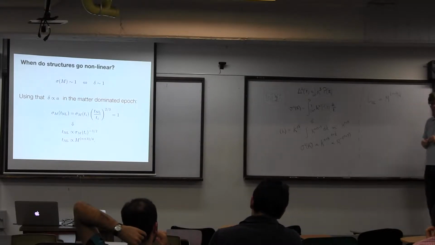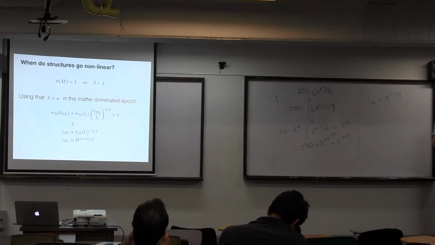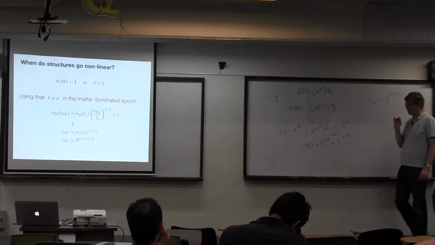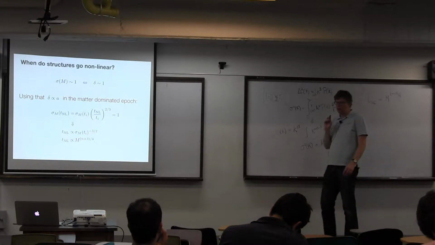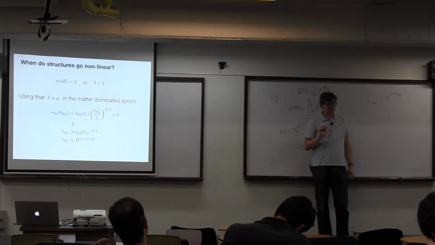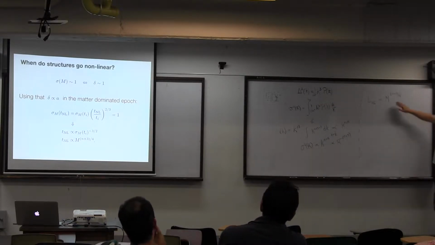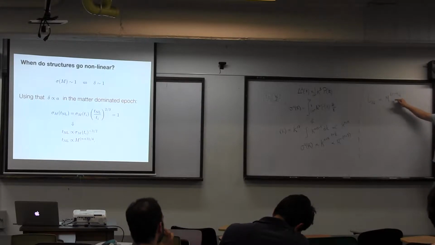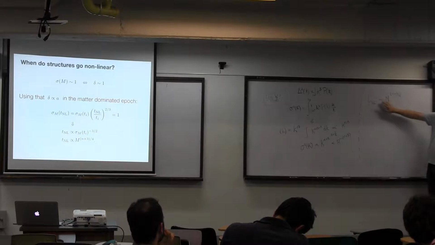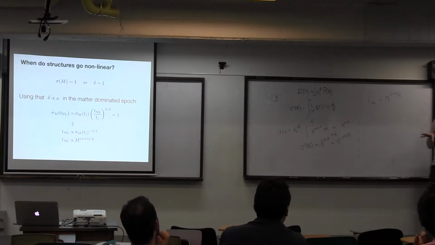And so what this tells you now? Well, first thing to keep in mind is that in most models for the universe, n is going to be greater than minus 3. Okay? So n is greater than minus 3. What that means is that this exponent is positive, and it means that objects that are more massive go nonlinear later. Okay? That's essentially what we call a hierarchical universe.